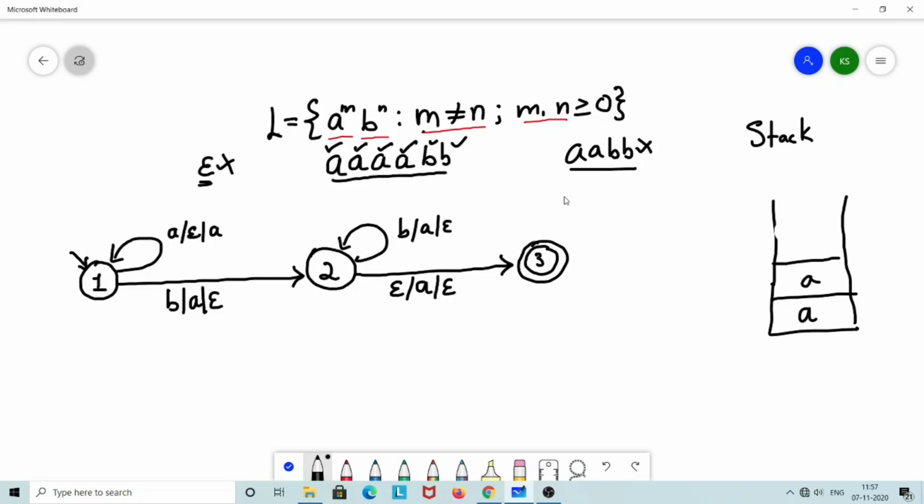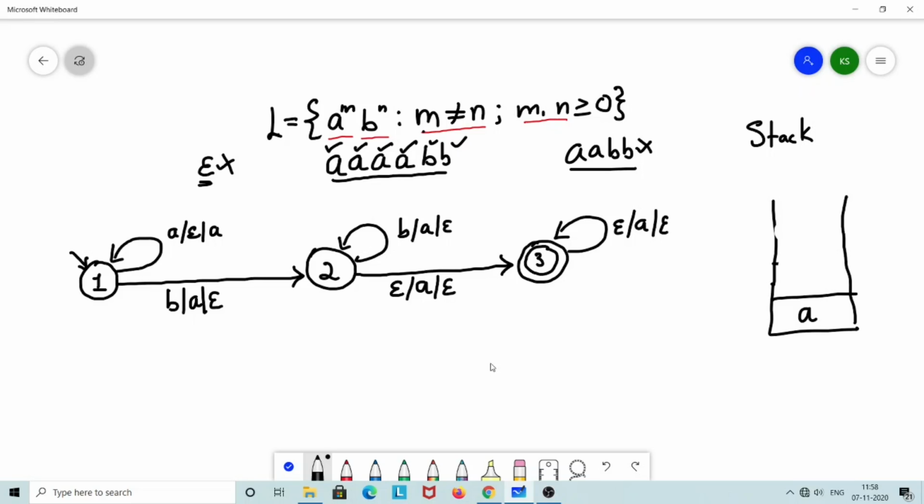After popping A out, when I don't encounter anything because we have come to the end of the input string, I go to state 3 by making an epsilon transition and popping A out. Now I am in state 3. Still I have more A's in my stack, so I'll remain in state 3 and perform the pop operation.